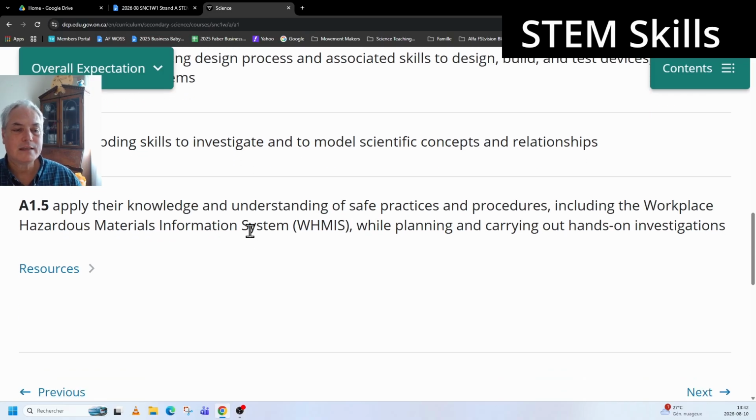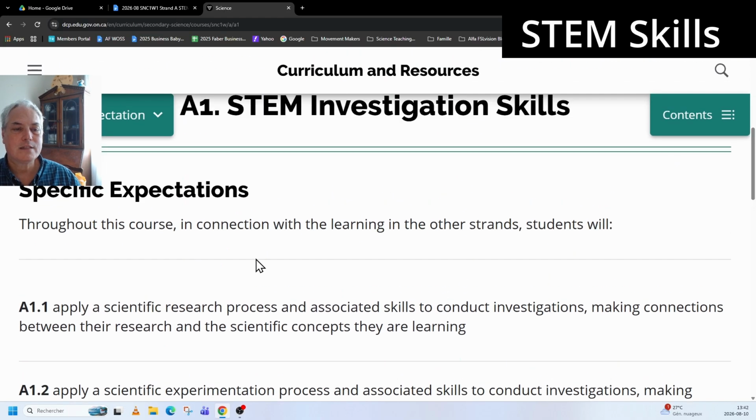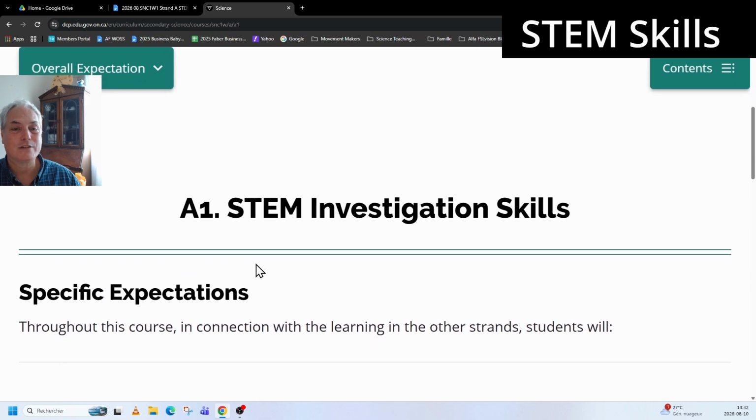The following here is apply the knowledge and understanding of safe practices and procedures, including Workplace Hazardous Materials Information System, or WHMIS, while planning and carrying out their hands-on activities. So often people mention that in chemistry, but it applies to all aspects of science, especially when we have cleaners, when we have electrical circuits or electrical energy, when we are working outside in ecosystems, spills. So there's a lot of things to look into. So this is here the first STEM investigation skills.